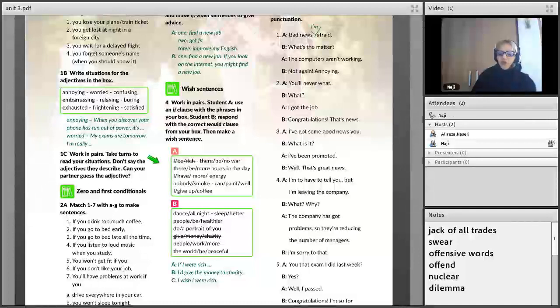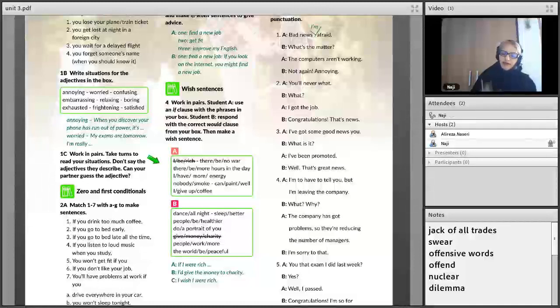If there was no war, the world would be more peaceful. If there were more hours in the day, people would work more. If I had more energy, I'd dance all night. If nobody smoked, people would be healthier. If I gave up coffee, I'd sleep better. If I could paint well, I'd do a portrait of you.